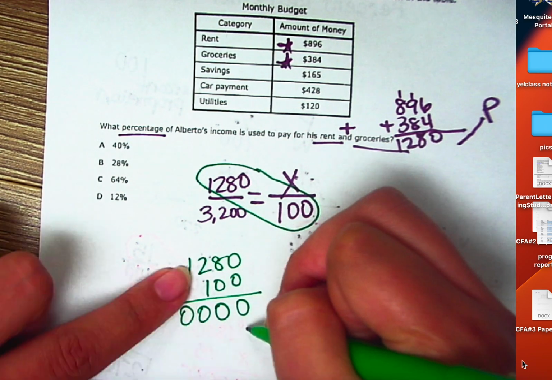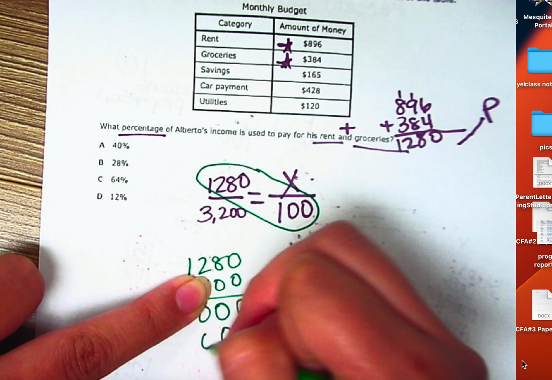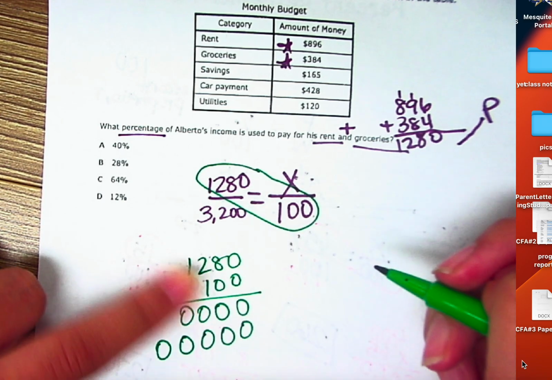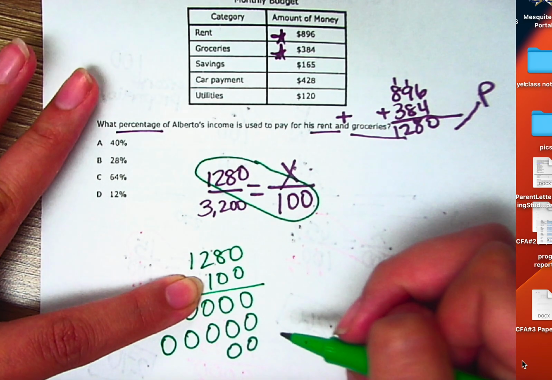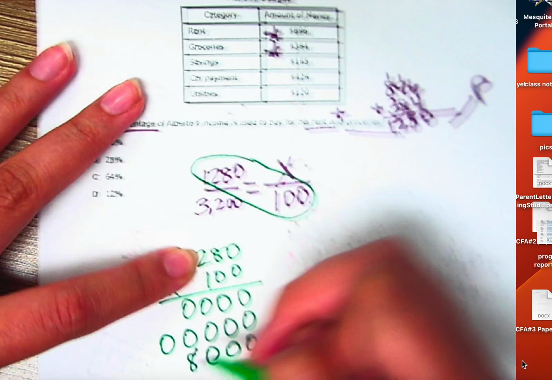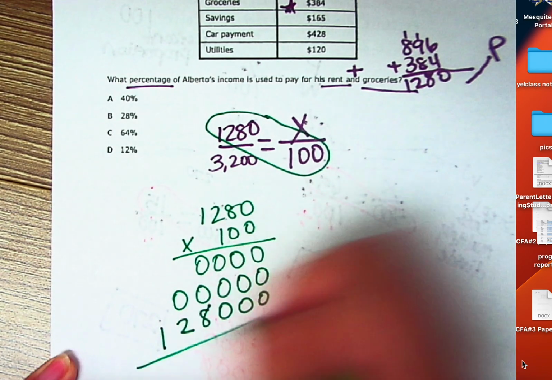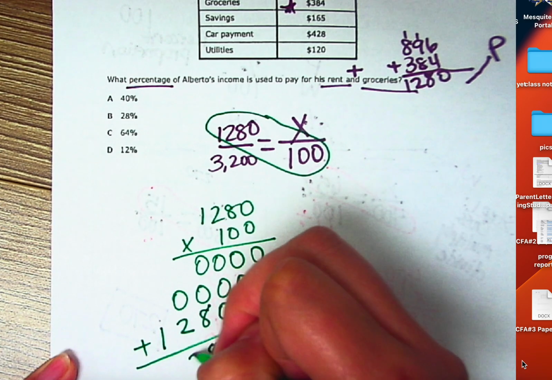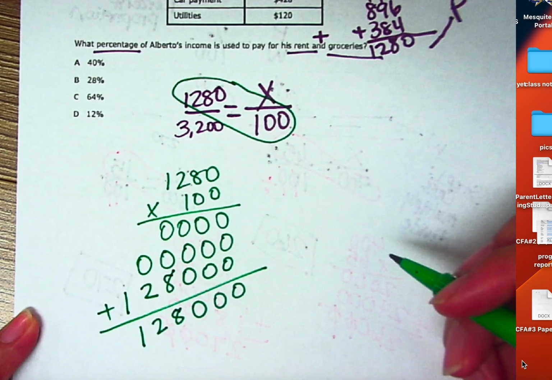To do our second digit, we need a placeholder. 0 times 0 is 0, 0 times 8 is 0, 0 times 2 is 0, and 0 times 1 is 0. Okay, we're on our third digit, so we need 2 placeholders. So 1 times 0 is 0, 1 times 8 is 8, 1 times 2 is 2, and 1 times 1 is 1. Okay. Add these 3 together. 8, 2, and 1. It's a pretty big number. You're going to have to be careful when you're doing this.